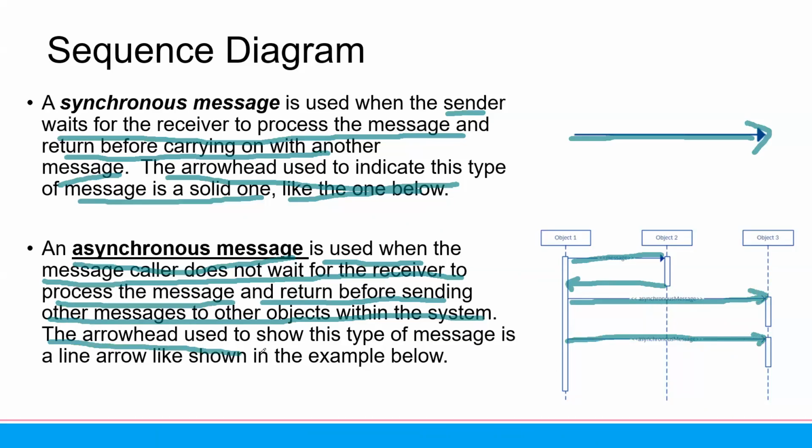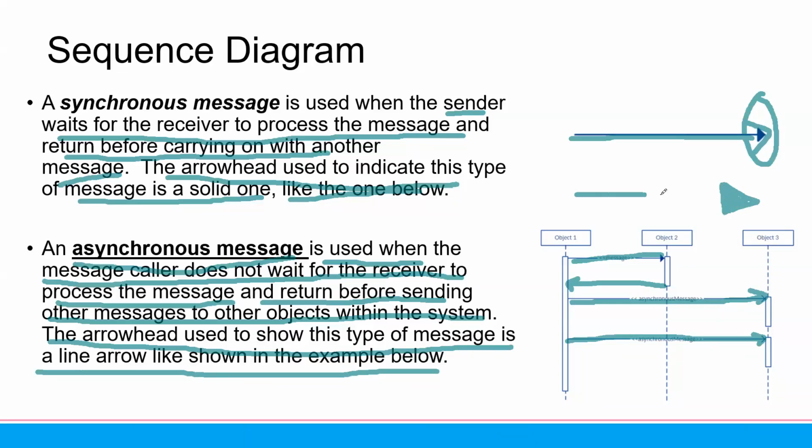The arrowhead used to show this type of message is a line arrow, as shown in the example. So if you can see here, if the head is solid like this one, then this is a synchronous message. If the head is only a line like this one, then this one is an asynchronous message. That is by the definition.